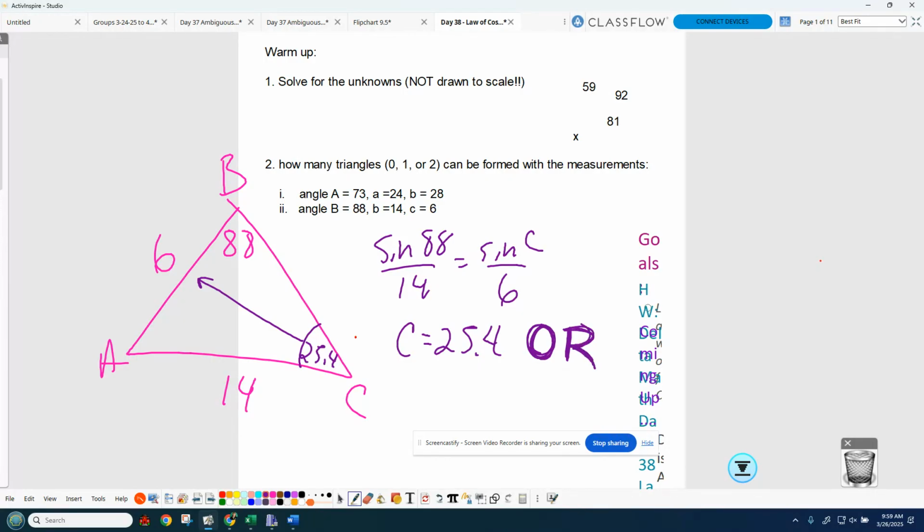Or it could be that bigger angle. What's the size of the bigger angle? 155.6. Okay. Mo says 155.6. Can that angle exist with a... so it's only 1. Do you see what we're checking? So, yes, Manny.